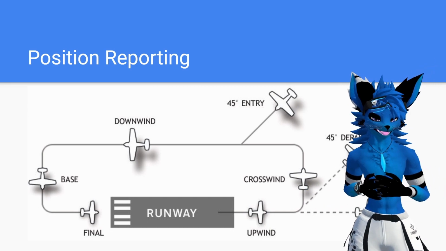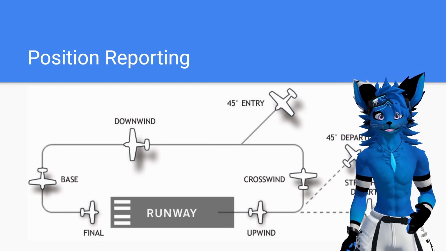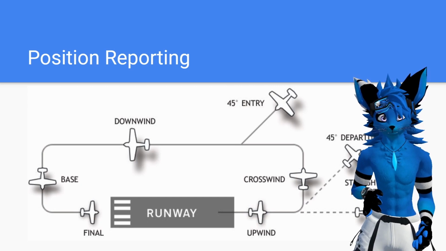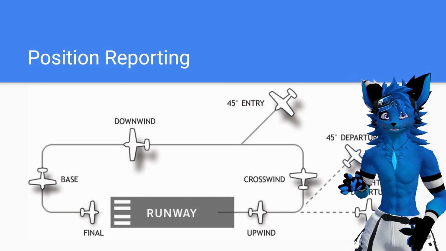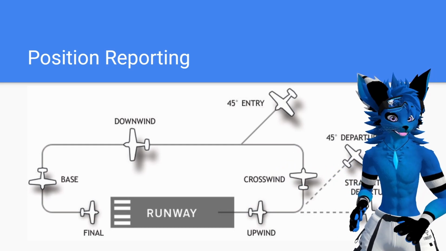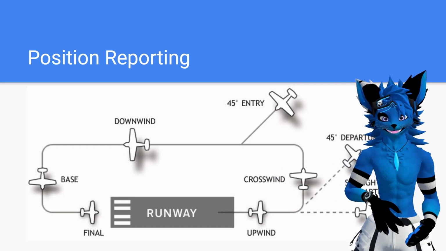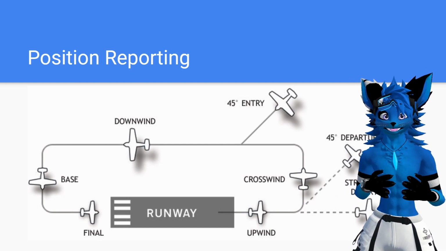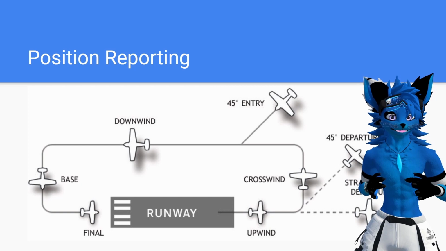as depicted in this chart right here. So when you first take off, you're going to be flying the upwind leg. The first turn you're going to make is your crosswind leg. The next turn after that is going to be your downwind leg, and that's when you're flying in the opposite direction of the departing runway. The next turn you're going to make is your base turn. And then the last leg you're going to fly is your final leg, and that's when you're going to be lined up with the runway to come in and land.